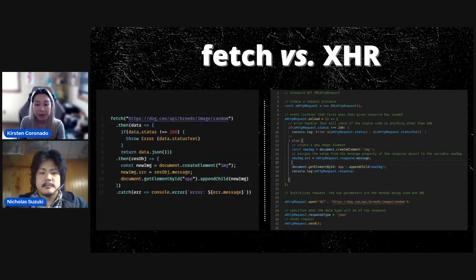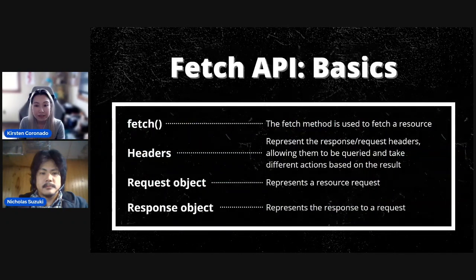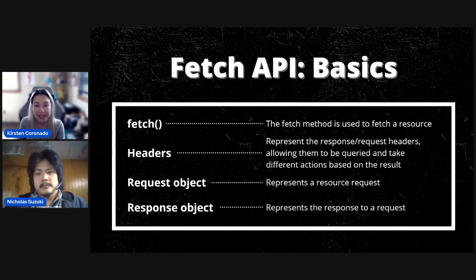But before we dive deeper into what all of this means under the hood, we have to understand fetch's structure. Some basic concepts on fetch are as follows: the fetch method, headers, request, and response. Fetch is obviously the method utilized to fetch a resource. Headers represent the response and request headers, allowing us to query them and take different actions depending on the results. A request represents the resource request, and the response represents the response to a request.